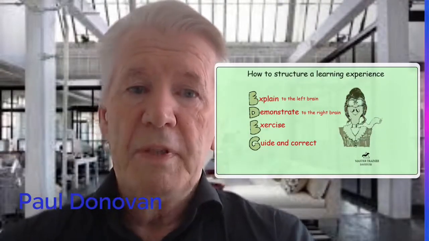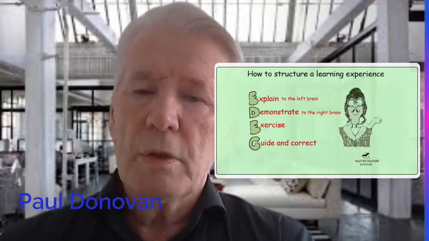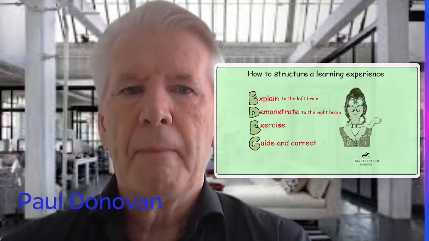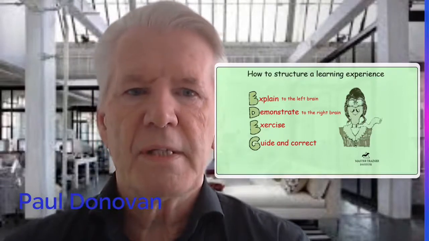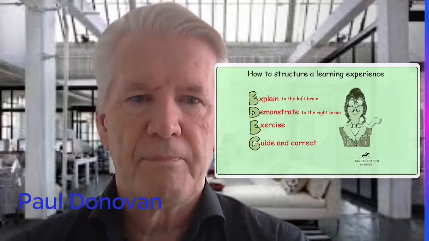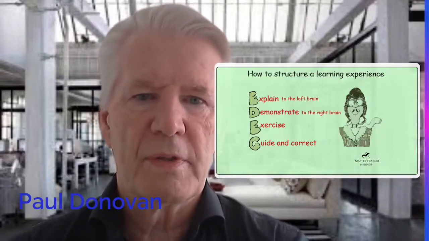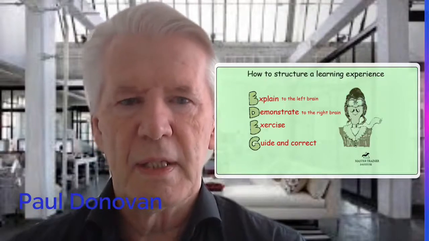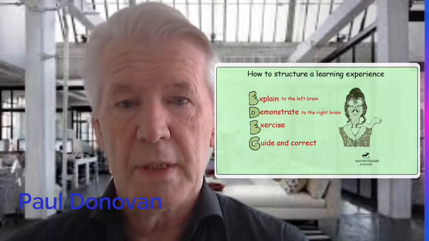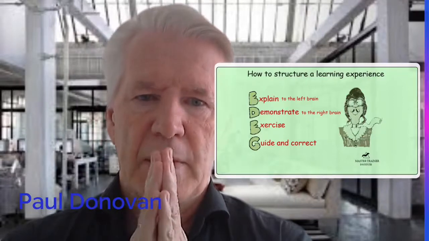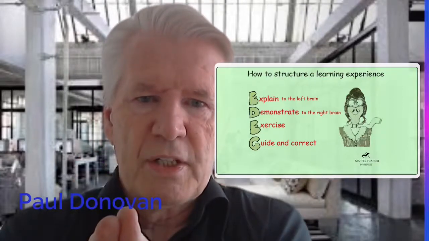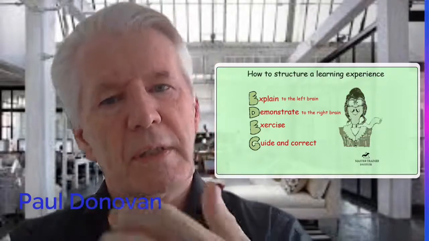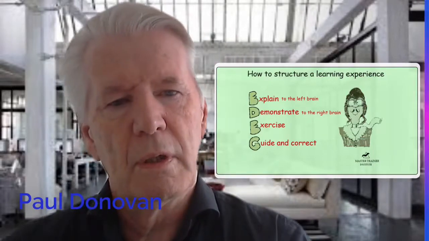Having finished phase one, you should have a learner who's actually ready to go and can't wait to get started. The second phase is really the teaching and learning phase. The structure of the second phase is explaining the concept to the left brain, demonstrating the concept to the right brain, and allowing them to have an exercise where they can practice, because adults learn if they can practice, and guiding and correcting them as they go along.